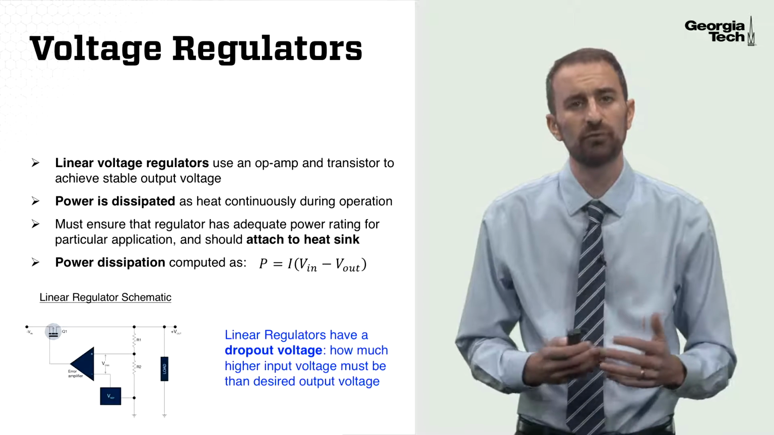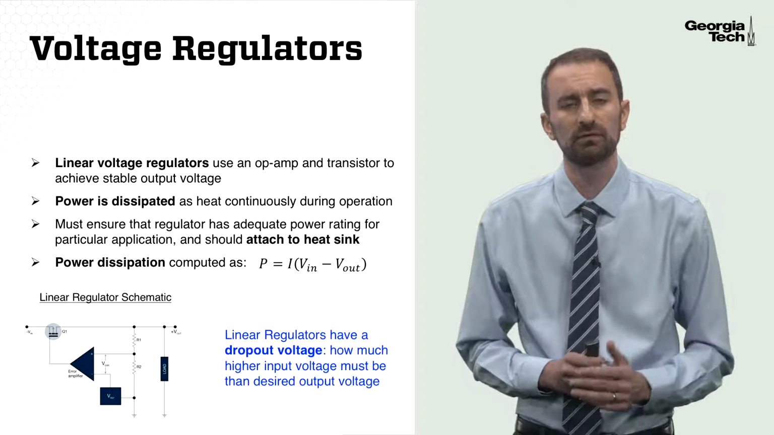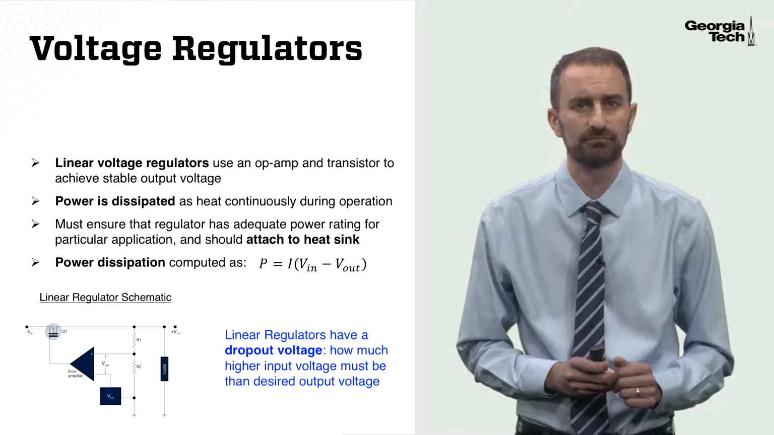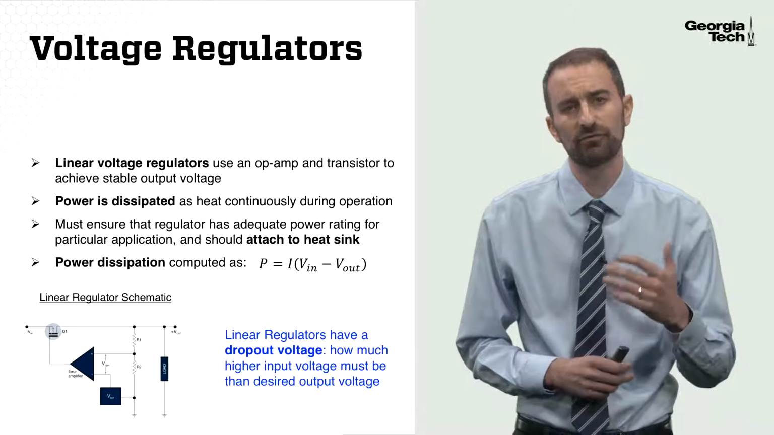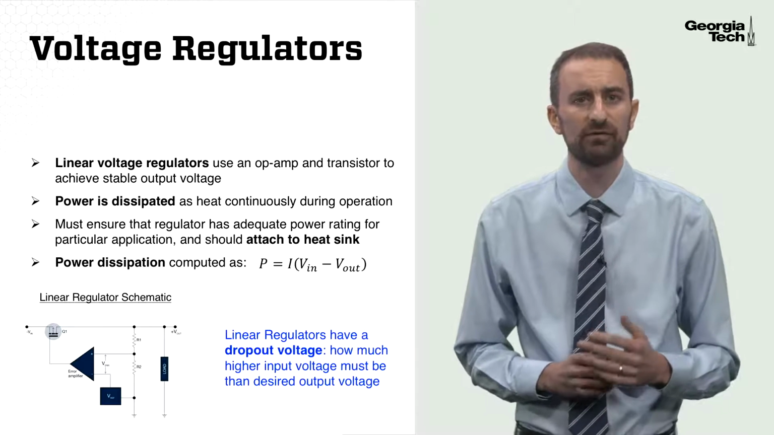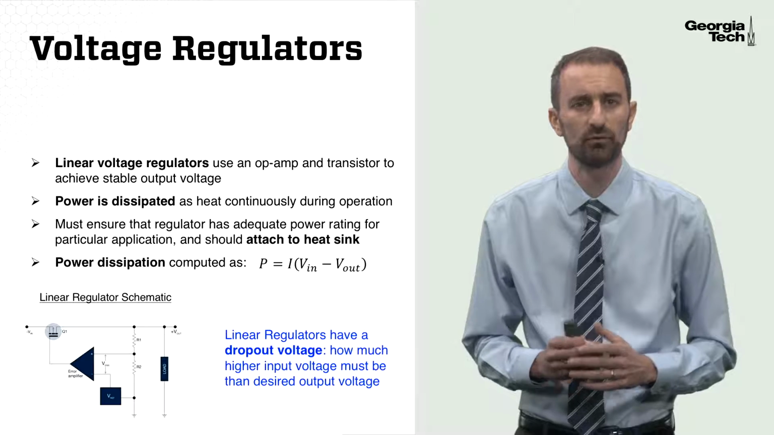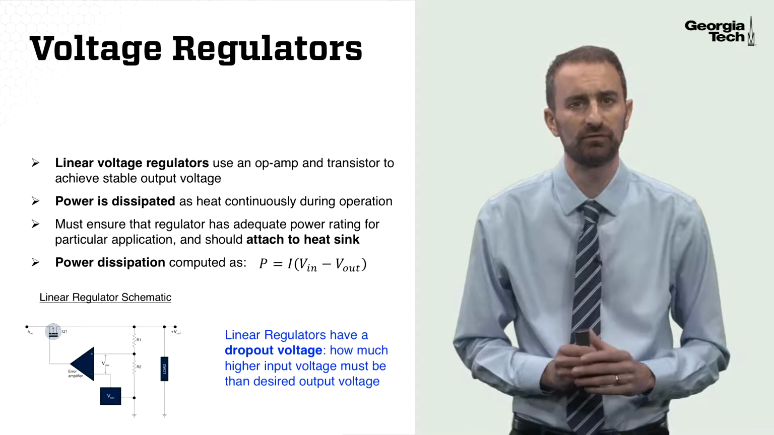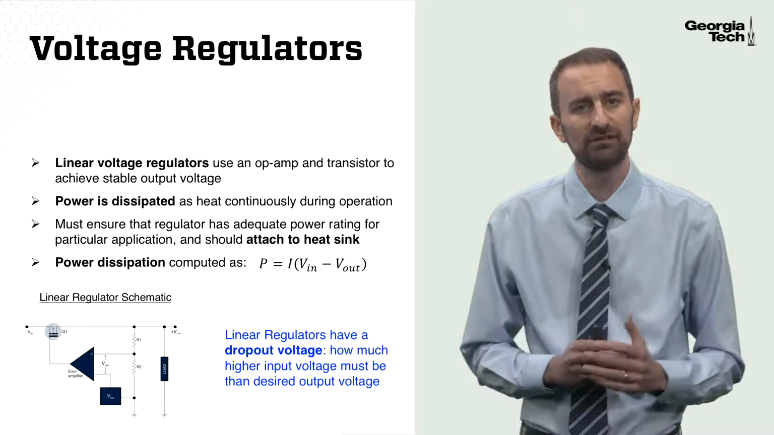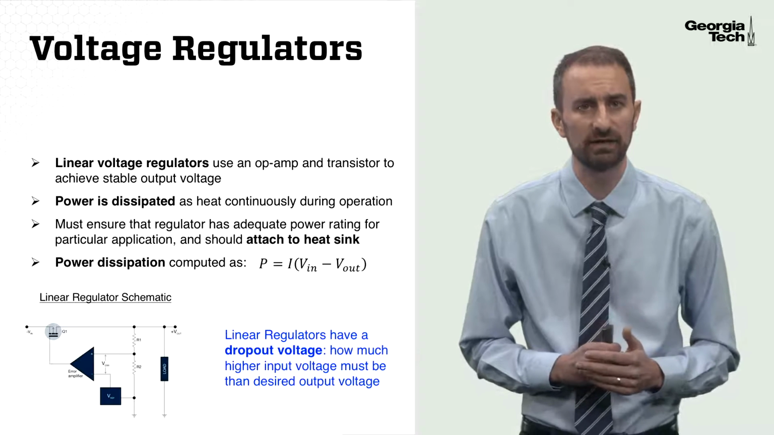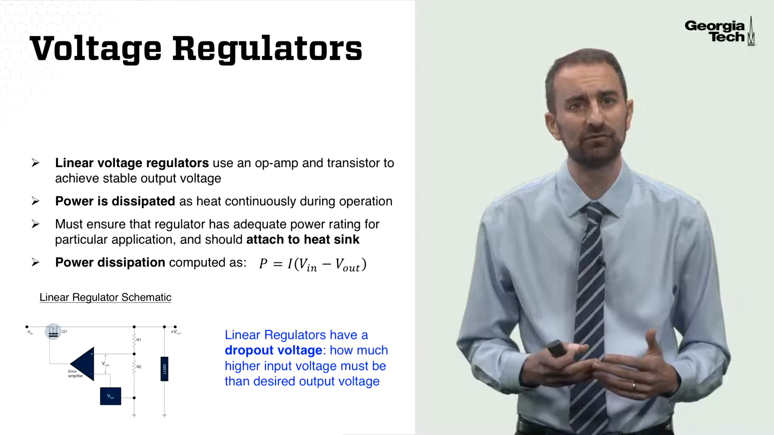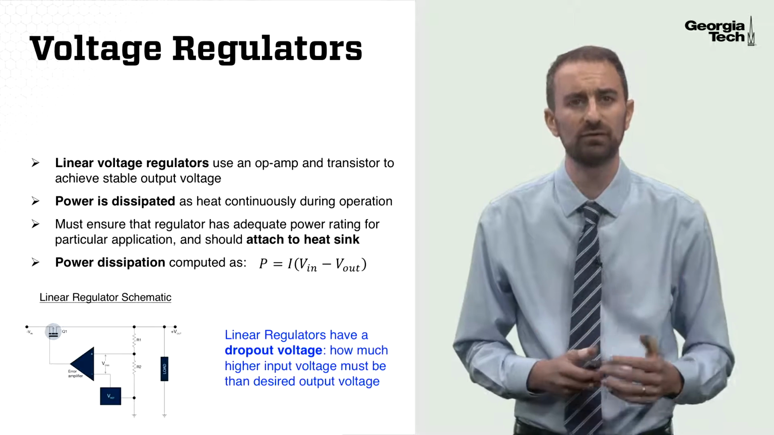There's two types of voltage regulators. Number one are linear voltage regulators. And they consist of something called an op-amp and a transistor to achieve that stable output voltage for a range of possible input voltages. Now power is dissipated inside this voltage regulator and it turns into heat. So it's dissipated continually during operation.